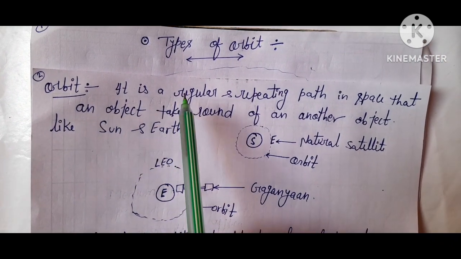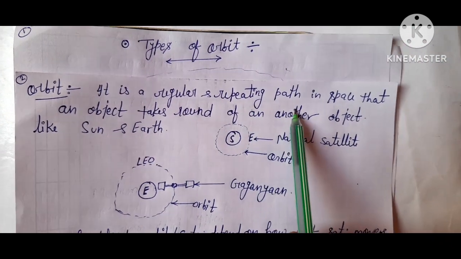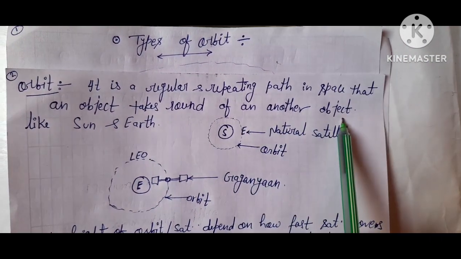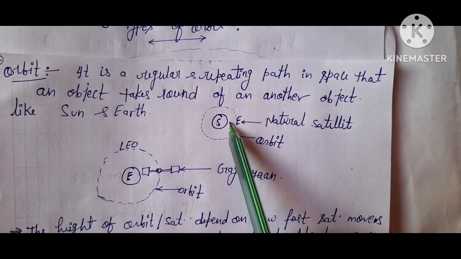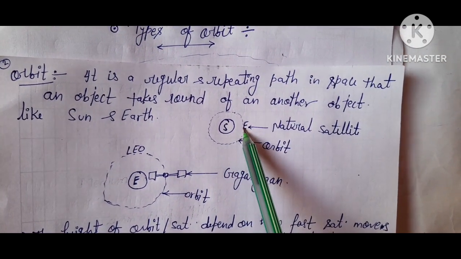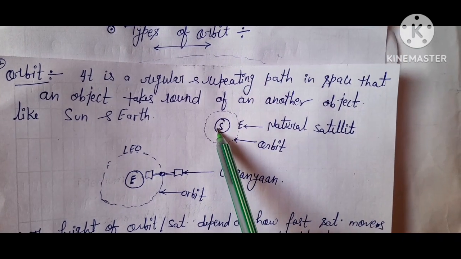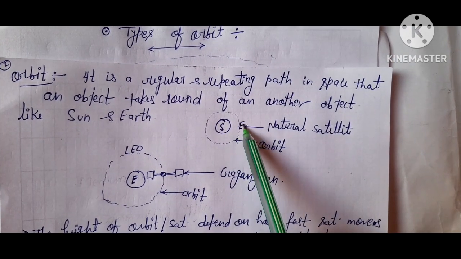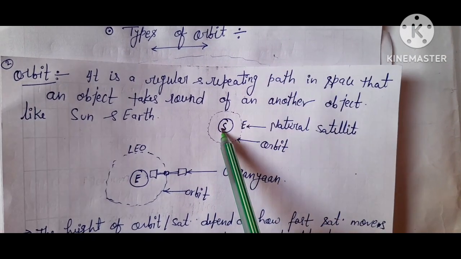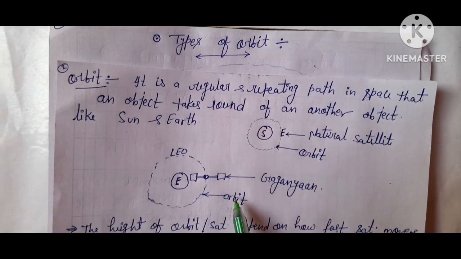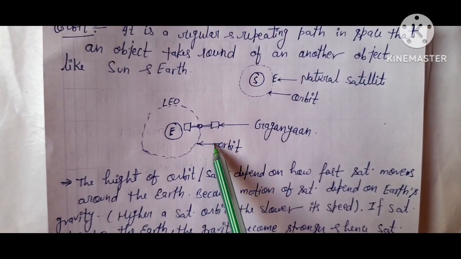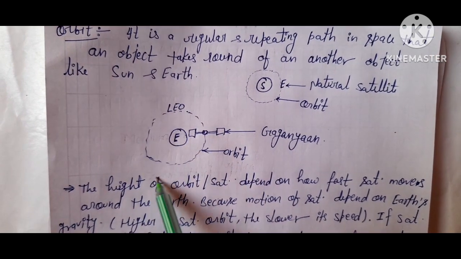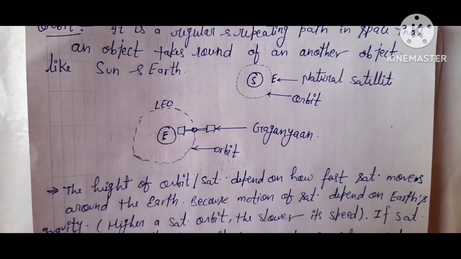What is an orbit? It is a regular and repeating path in space that an object takes around another object. You see friends, this is Earth and this is the Sun, and Earth revolves around the Sun. This path is known as orbit, and these are known as natural satellites of the Sun. So this is the definition of orbit. And see, this is Earth and Gaganyaan revolves in LEO orbit.